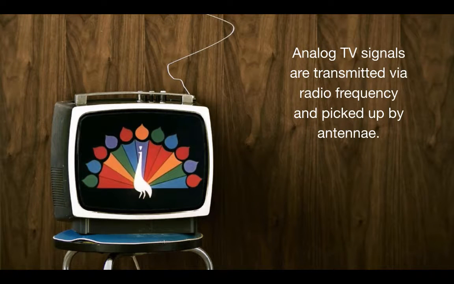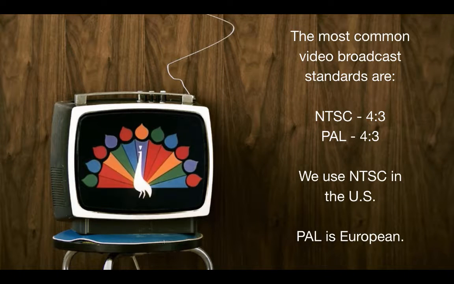Okay, so this is a good example of how the radio frequency is picked up by an antenna. This is the old school way of being able to transmit television, for instance. Okay, the most common video broadcast standards are NTSC and PAL. NTSC is used in the United States primarily. PAL is basically the European format, but the ratio is 4:3.